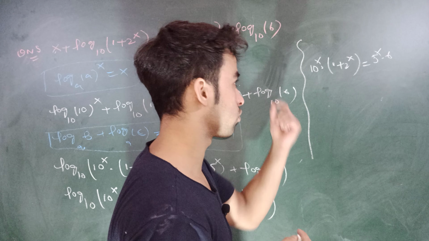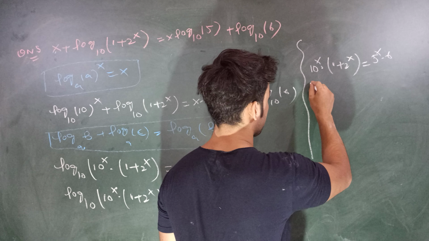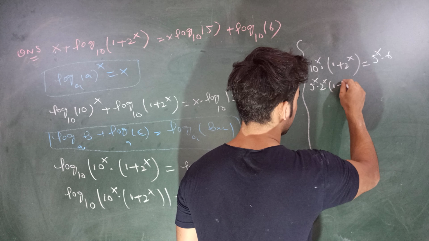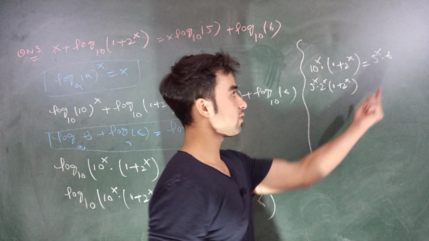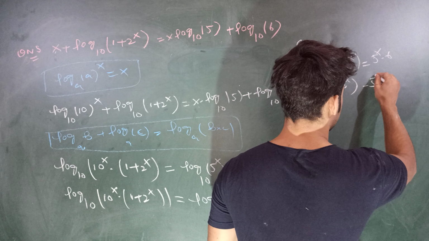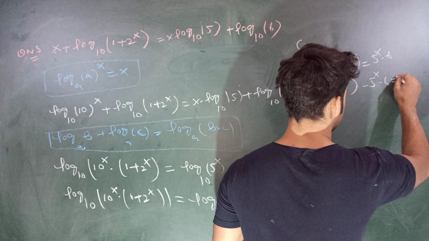5 to the power of x and 2 to the power of x, because the factors of 10 are 5 and 2. So I can write it as 5 to the power of x, 2 to the power of x, 1 plus 2 to the power of x, and bringing this 5 to the power of x multiplied by 6 to the left, it becomes minus 5 to the power of x multiplied by 6 equals 0.